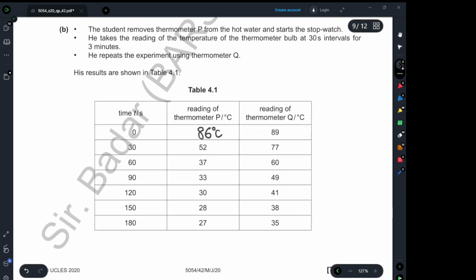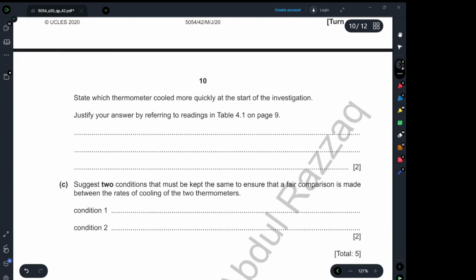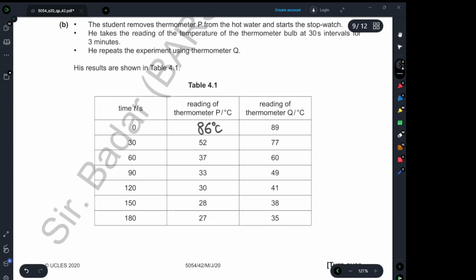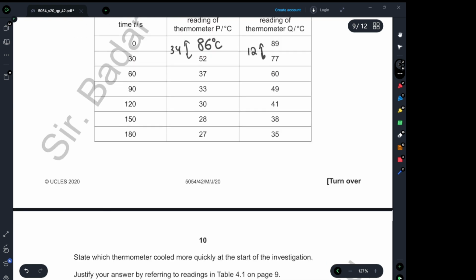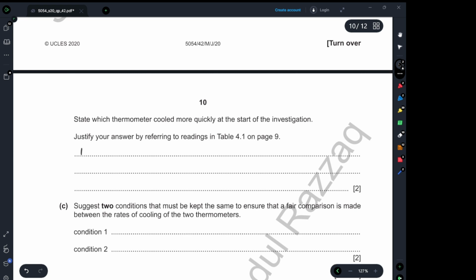ठीक है, so no need to read the question below. State which thermometer cooled more quickly at the start of the investigation. Justify your answer by referring to the readings in 4.1 on page 9. So of course the first one, P, वो जल्दी cool down हुआ है. Why? Because initially यहाँ पे जो difference है, that's a difference of 12. यहाँ पे जो difference है, that's a difference of 34. Big difference. So P cooled much faster initially.